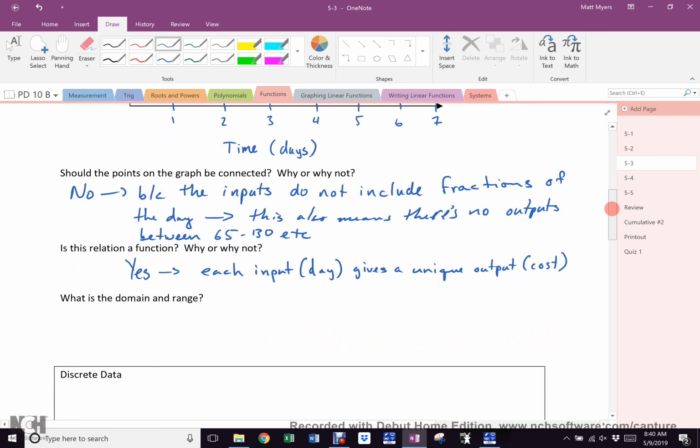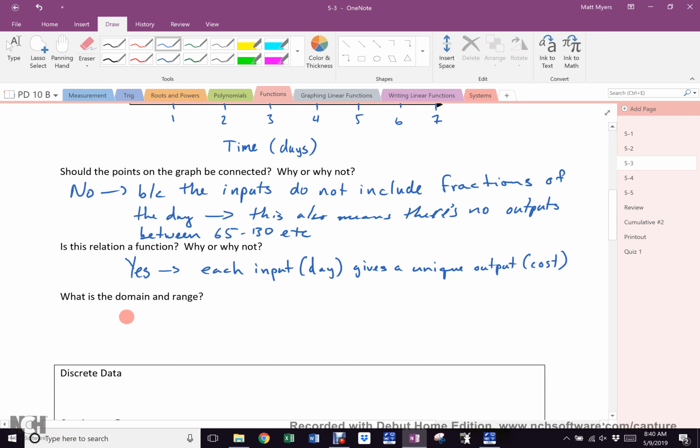Okay, now this is where it gets a little weird. What is the domain and range? Domain, range. What's the domain? Zero is less than days. Why is it less than and not equal to? There's no output for 0. I don't pay anything at 0. Then what? Sure. Let's go in here. Less than or equal to 7.